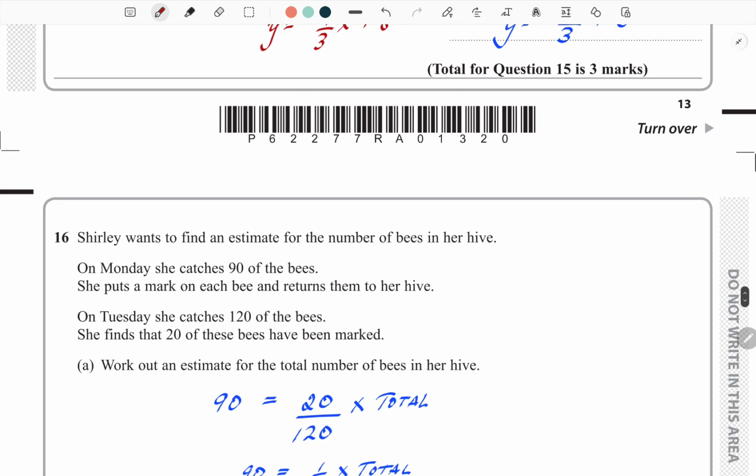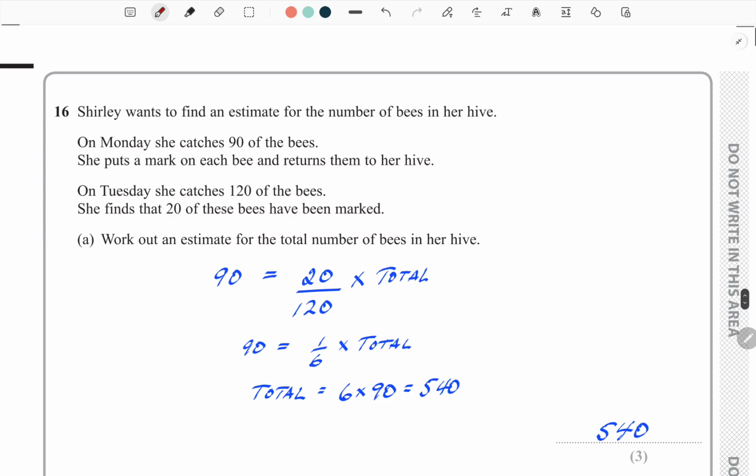Next question, number 16. All right. Shirley wants to find an estimate for the number of bees in a hive. Okay. She catches 90 bees one day and marks each of those bees and returns them to the hive. All right. On Tuesday, she catches 120 bees. Okay, and she finds that 20 of these have been marked.